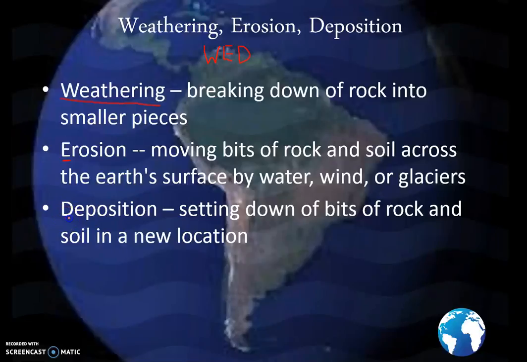And then we have our D, deposition. So the base for deposition is the word deposit, which means to set down, or if you deposit something in the bank, you're putting it there. So deposition is the setting down or the putting down of bits of rock and soil in a new location. So these frequently go in this order: weathering, breaking down first, erosion comes second, and it moves the rock, and deposition is that rock being set down in a new place.